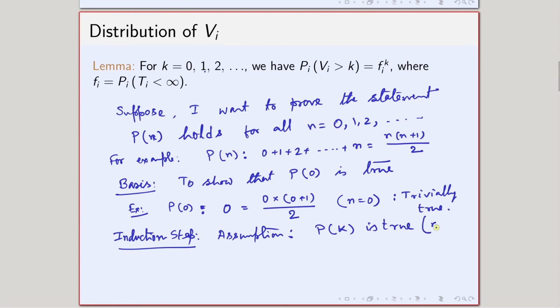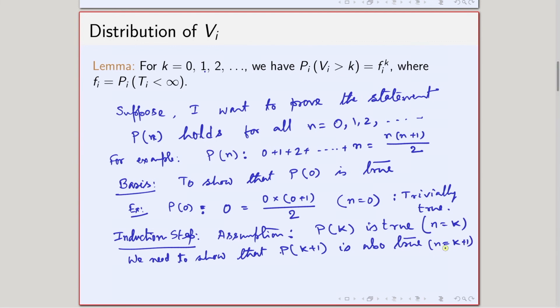That basically means that n equals k. We assume that for n equals k, the statement is true. We need to show that P(k+1) is also true. So, we assume that for n equals k, the statement is true. We want to show that for n equals k+1, the statement is also true.